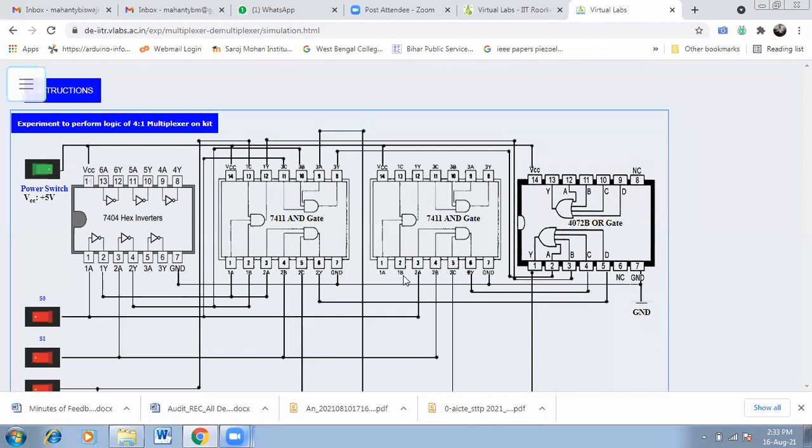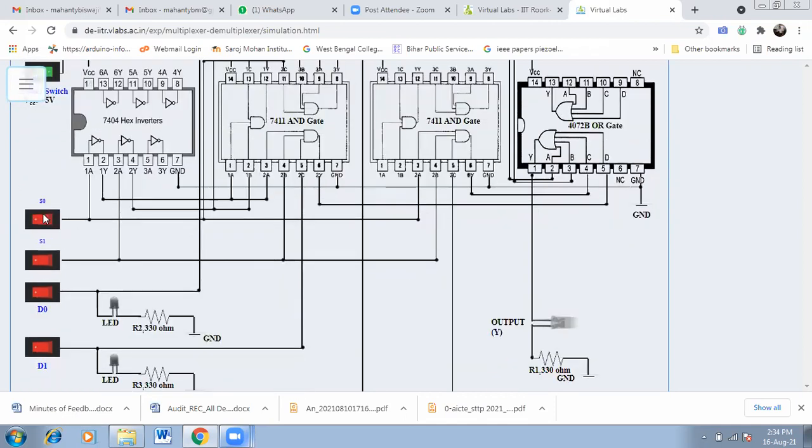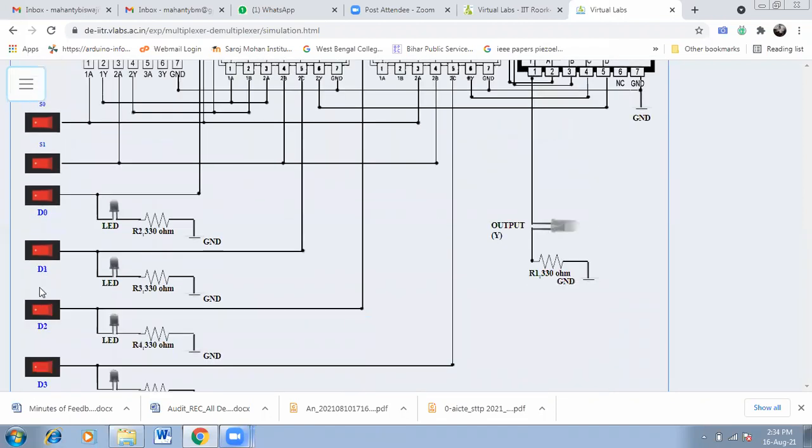Now, as I mentioned, it's a 4 cross 1 multiplexer. How many selector inputs will be there? 2 to the power 2, so 4 means 2 to the power 2. Here we are using 2 data selectors, that is S0 and S1. You can use 0, 0, 0, 1, 1, 0 and 1, 1, and correspondingly your data will pass to the output. So how many data inputs are there?